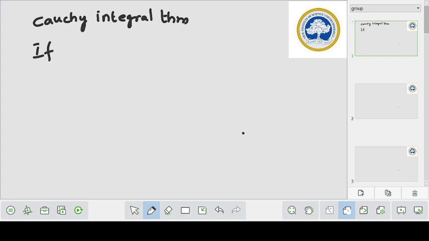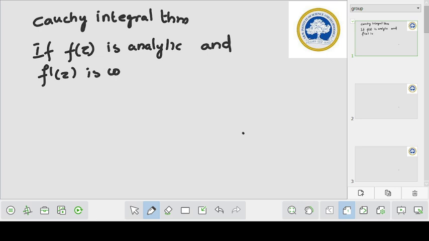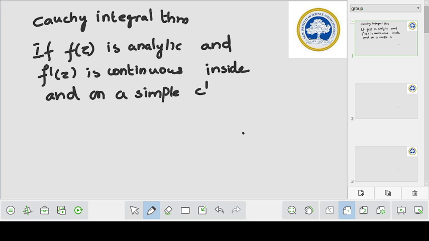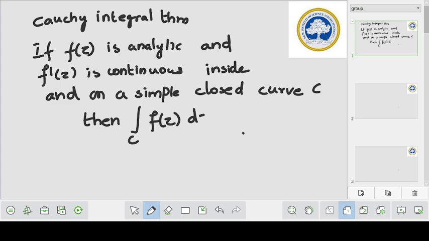If f of z is analytic, and f dash of z is continuous inside and on a simple closed curve C, then the line integral over C f of z dz equals 0. So this one we call a Cauchy integral theorem.